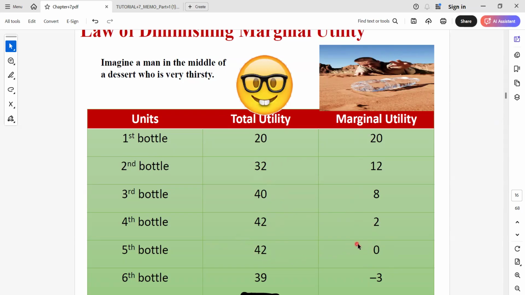And then when marginal utility is now negative, where we say we're experiencing disutility, this person's total utility is now decreasing. It's 39. The total utility starts to do what? To decrease, meaning that now he's dissatisfied. That is why we're experiencing disutility. So when the marginal utility is negative, total utility is decreasing. When marginal utility is positive, total utility is increasing. And when it is zero, your total utility is at its maximum.